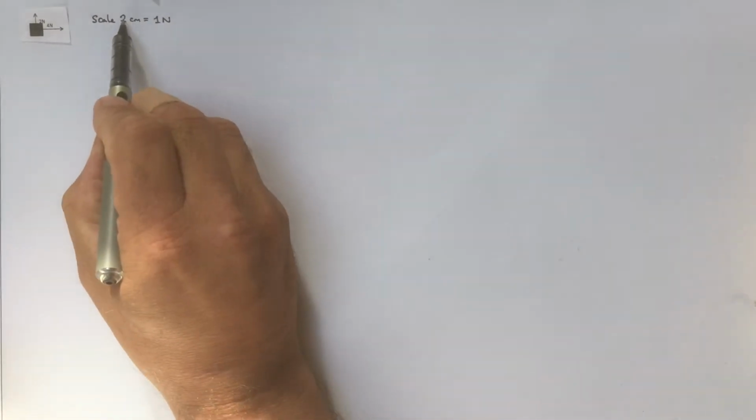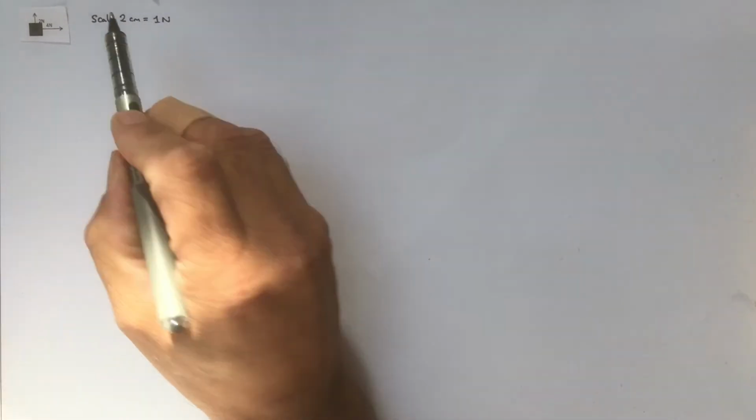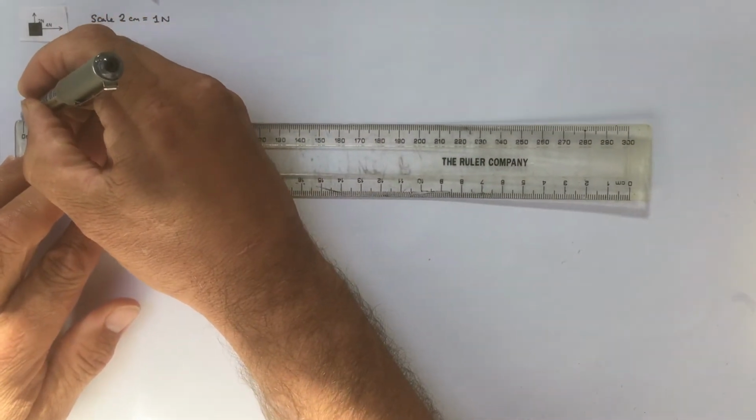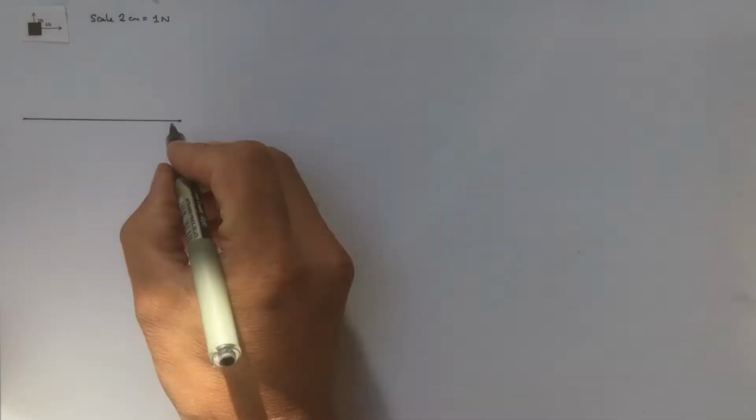So I've got to draw a vector diagram of these forces. Now, because they're only 4 newtons and 2 newtons, I'm going to double the scale to make sure the diagram's accurate. So first I'm going to draw a horizontal length of 8 centimetres, which will represent 4 newtons.